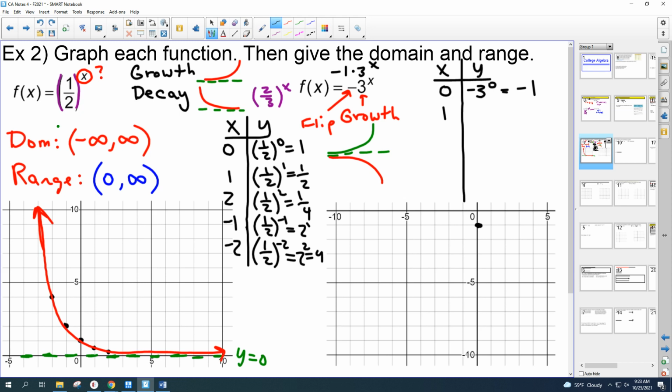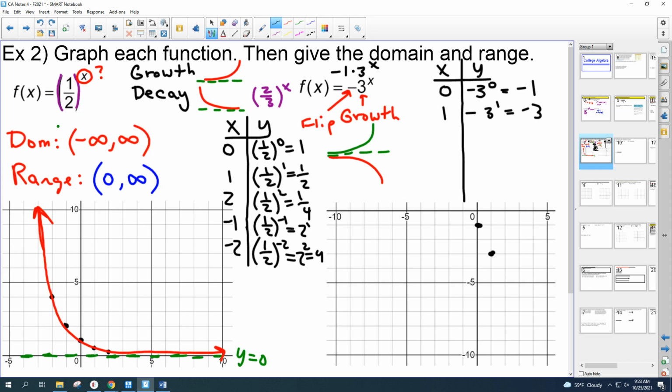And if you do 1, you got -3 to the first. That's -3. So 1, comma, -3. And you can already tell this is going to look like what I thought it was going to look like. That red little sketch that I drew before. This is what it looks like.